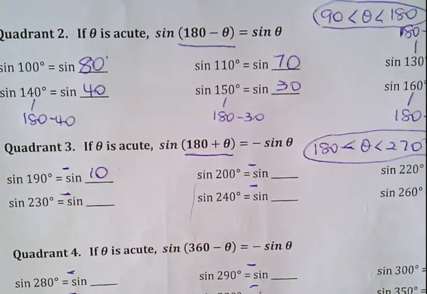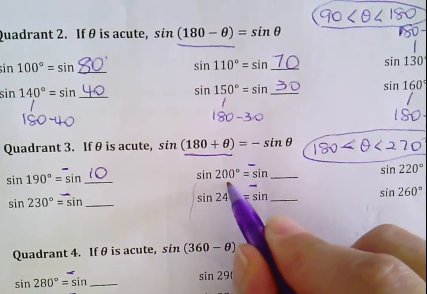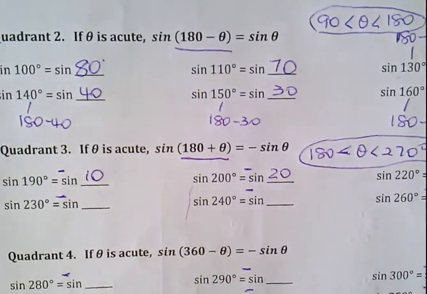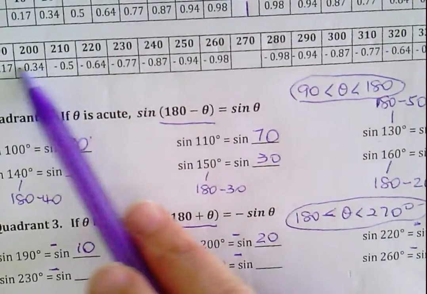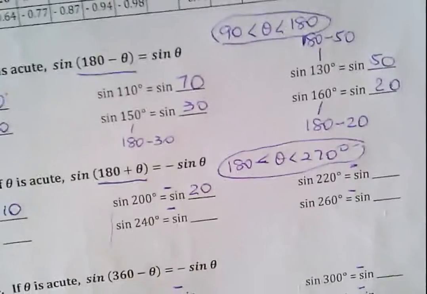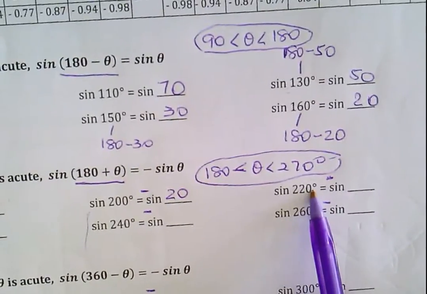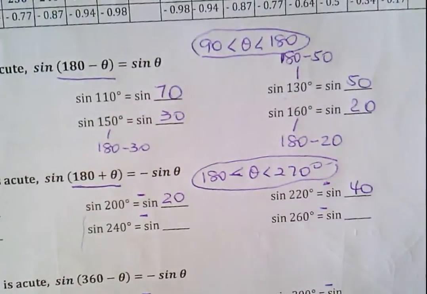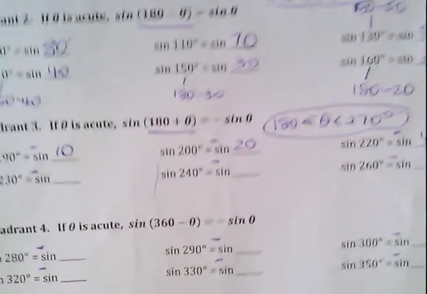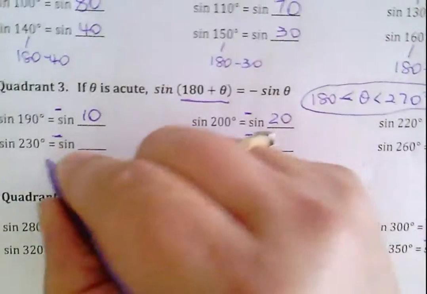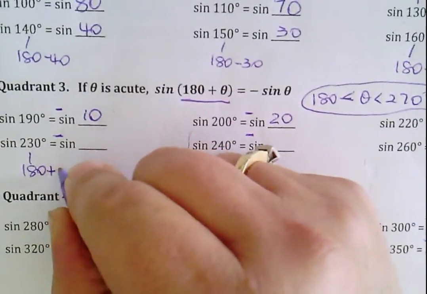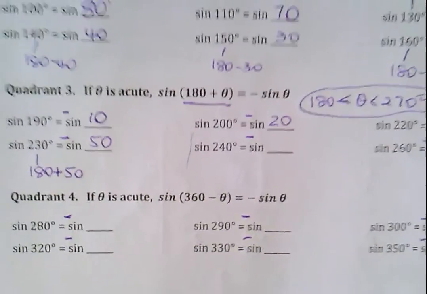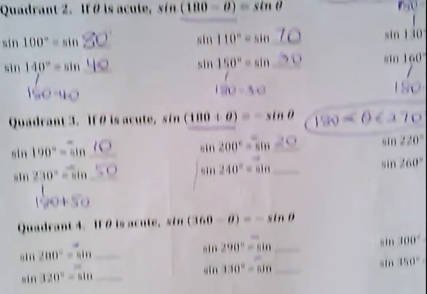So quadrant 3, look at 200. That's 180 plus what? 20. So it's negative sine 20 because in quadrant 3, all your sine values are negative. Sine of 220. 220 is 180 plus 40. So it's negative sine 40. The next one, sine 230. 230 is 180 plus what? 50. So it's negative sine 50. So what we're basically learning, girls, I'll give you the rule in a minute.